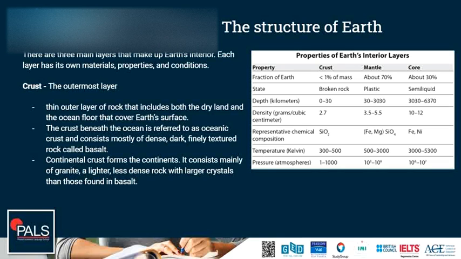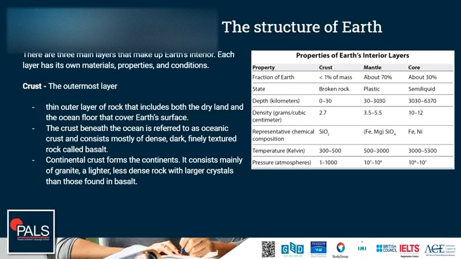There are three main layers that make up the Earth's interior. Each layer has its own materials, properties, and conditions. The crust is the outermost layer. It's the thin outer layer of rock that includes both the dry land and the ocean floor that covers Earth's surface. The crust beneath the ocean is referred to as oceanic crust and consists mostly of dense, dark, finely textured rock called basalt. Continental crust forms the continents.